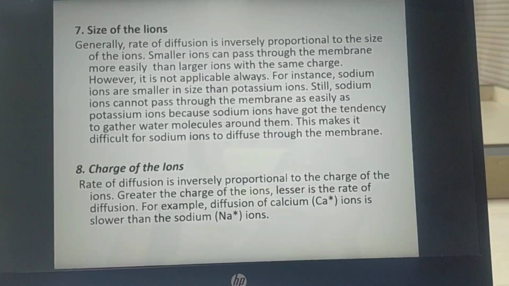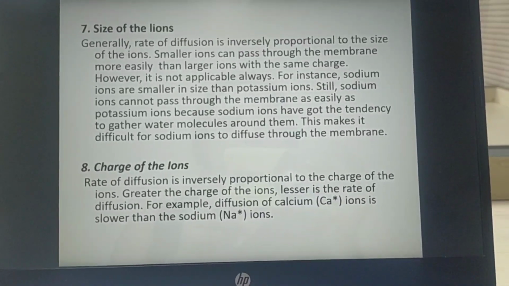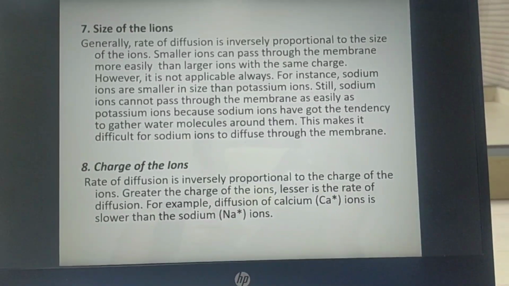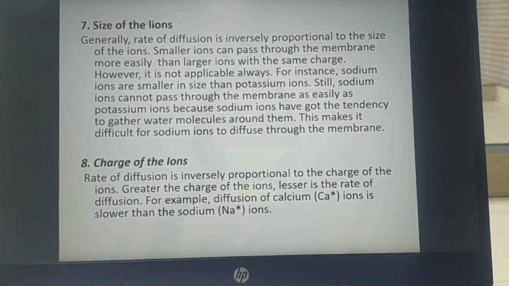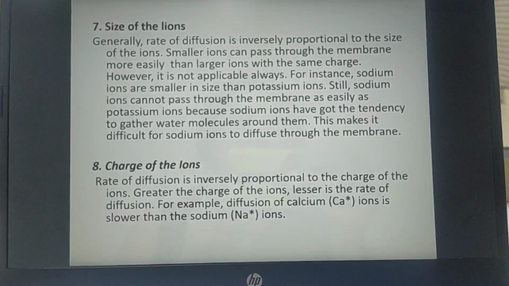Then there is a factor which is charge of the ions. Rate of diffusion is inversely proportional to the charge of the ions. Greater the charge of the ions, lesser the rate of diffusion. For example, diffusion of calcium ion is slower than the sodium ions.